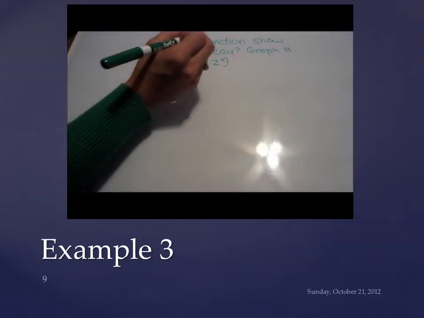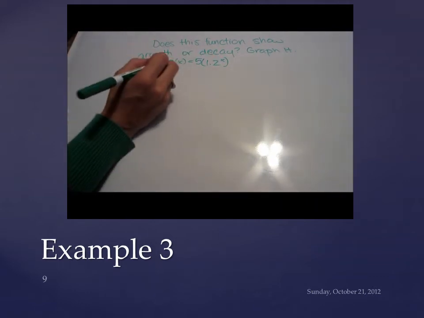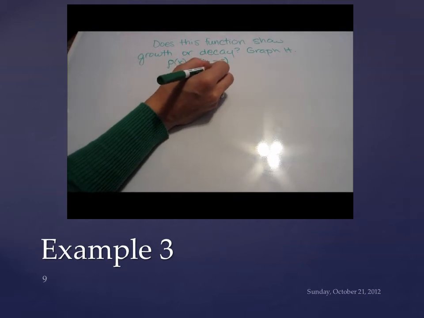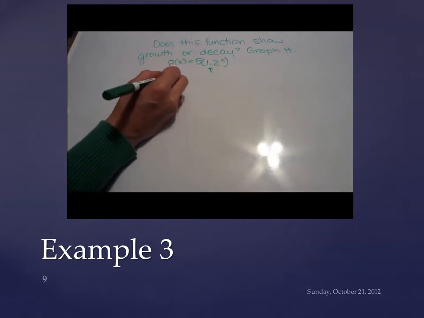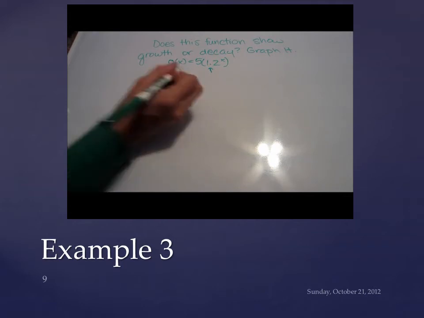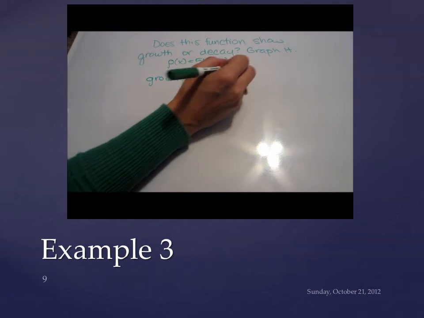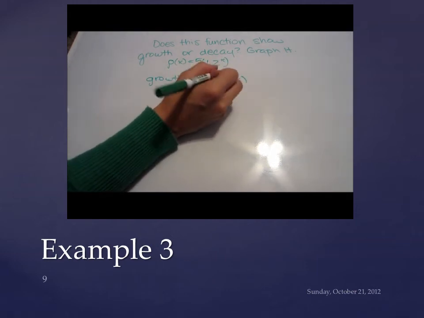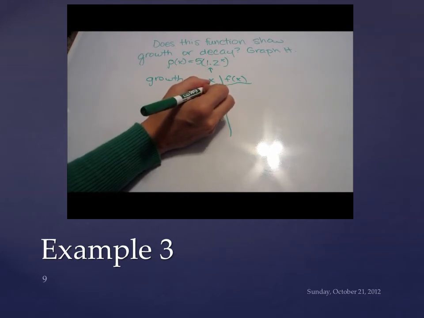Our last example of this type, we have 5 times 1.2 to the x. We want to see if it's growth or decay, so we look at our base, 1.2. Since it's greater than 1, this is going to be a growth problem. And then we're going to go ahead and graph it, so we make a table, x and f of x. Take some points.